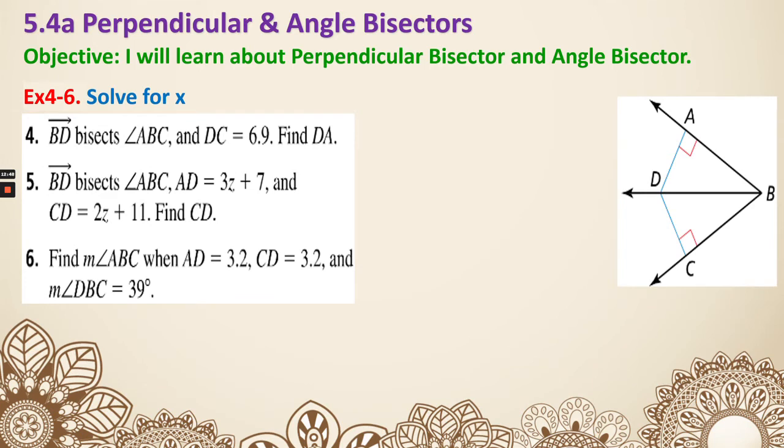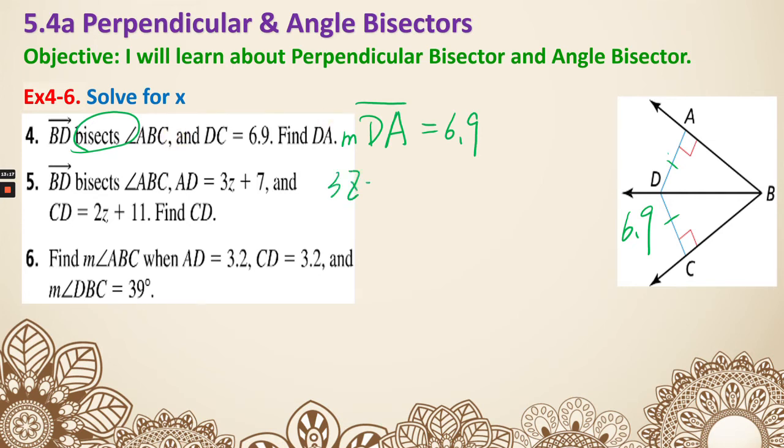Next, examples 4 through 6. BD bisects angle ABC. DC is 6.9. Because it's a bisector, we already know that it's equidistant to each side. So DA, more precisely the measurement of DA, is 6.9 as well because they are the same.